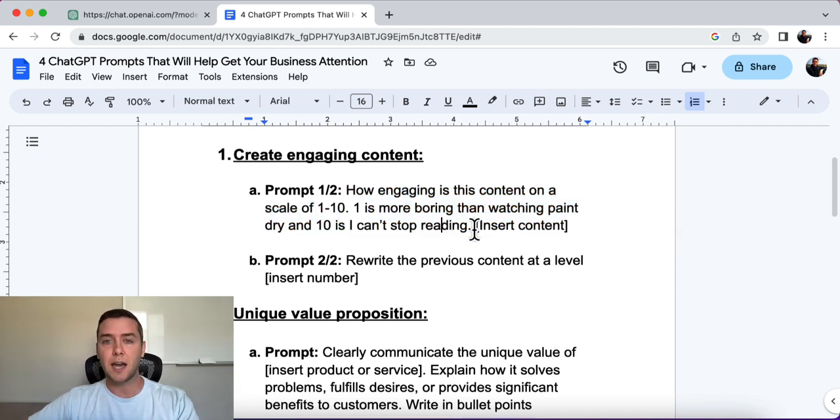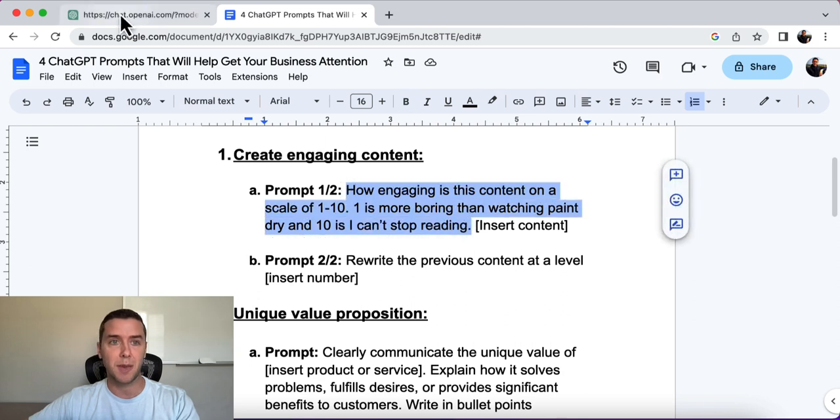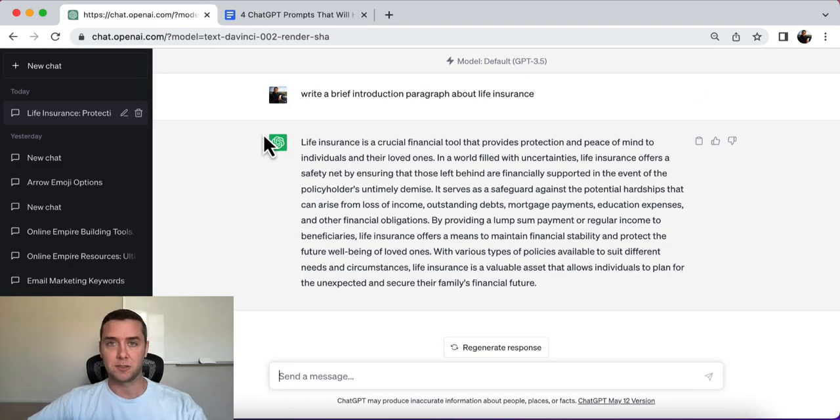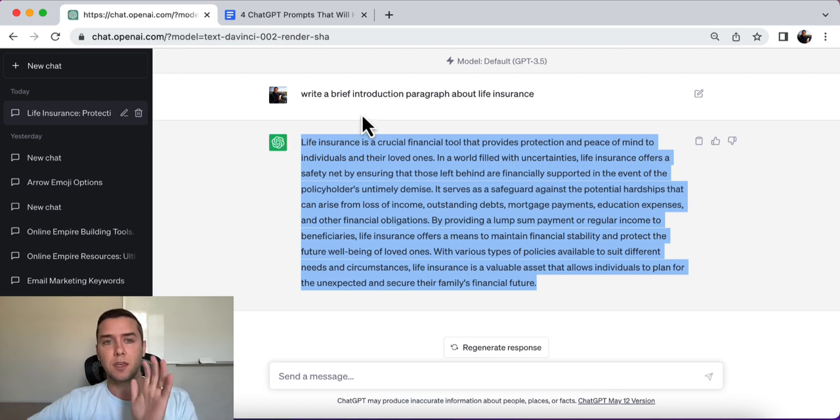So I'm going to copy this, and I already wrote out a pretty boring little introduction paragraph about life insurance. I think most people would agree, insurance is not the most appealing and engaging industry to talk about, right? But it can be. So this is what I wrote in the prompt first: write a brief introduction paragraph about life insurance. And the output was pretty standard, pretty boring, nothing too exciting about it.